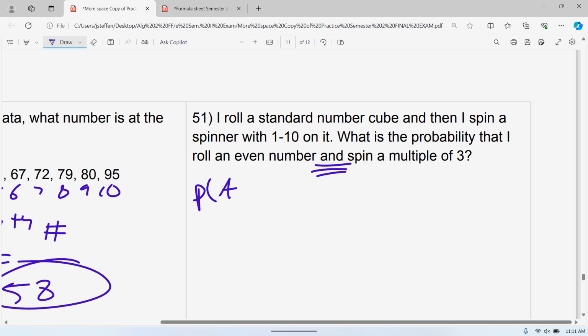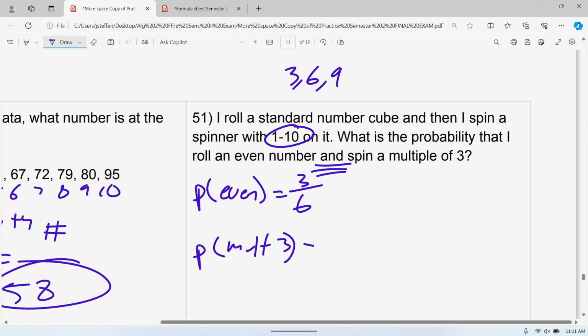What's the probability I roll an even? There are 3 evens out of the 6 total. What's the probability I spin a multiple of 3? Well, 3, 6, and 9 are all multiples of 3 between 1 and 10. So that is 3 out of 10. So all you need to do then is multiply those together. 3 over 6 multiplied by 3 over 10.